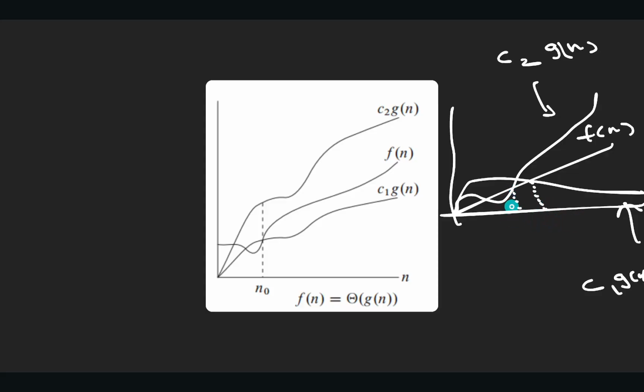N1 crosses Fn from here, and N2, the upper boundary, crosses Fn from here. So the value we take for n naught is the greater value of these two. Because N1 is greater than N2, we say n naught is equal to N1. So that's what has happened over here.